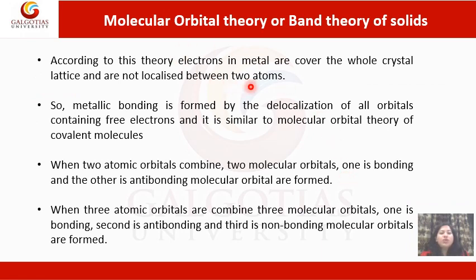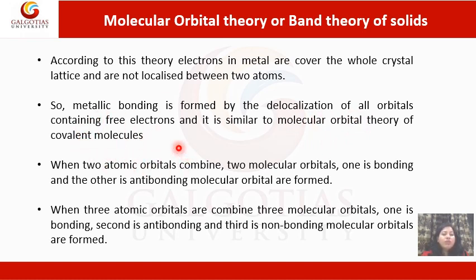According to this theory, electrons in the metal cover the whole crystal lattice and are not localized between two atoms. So, metallic bonding is formed by the delocalization of all the orbitals containing free electrons, and it is similar to molecular orbital theory of covalent molecules.